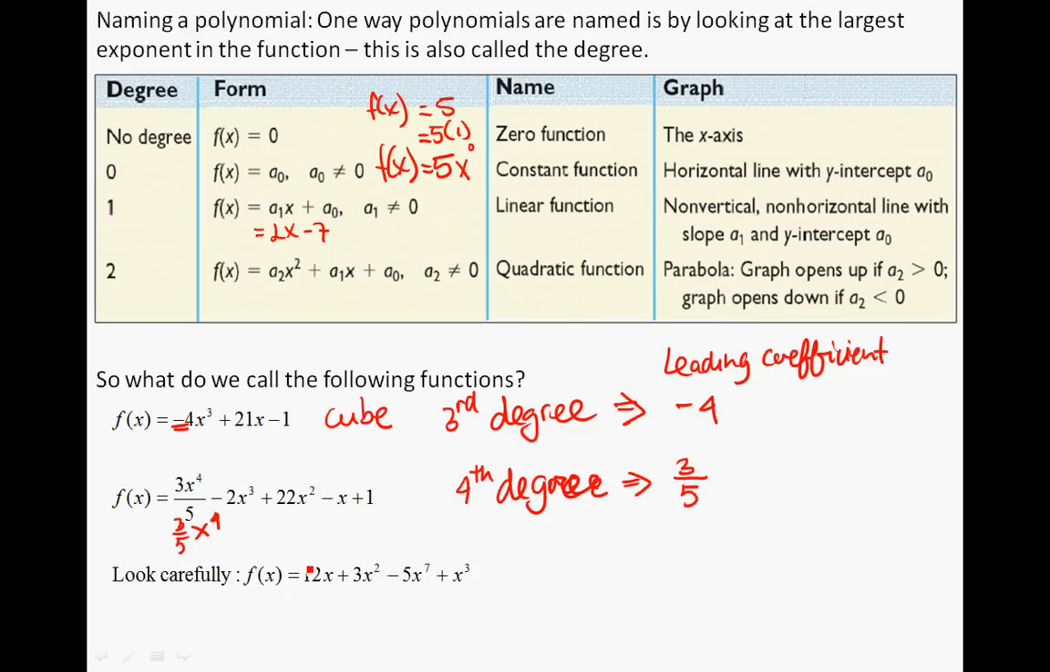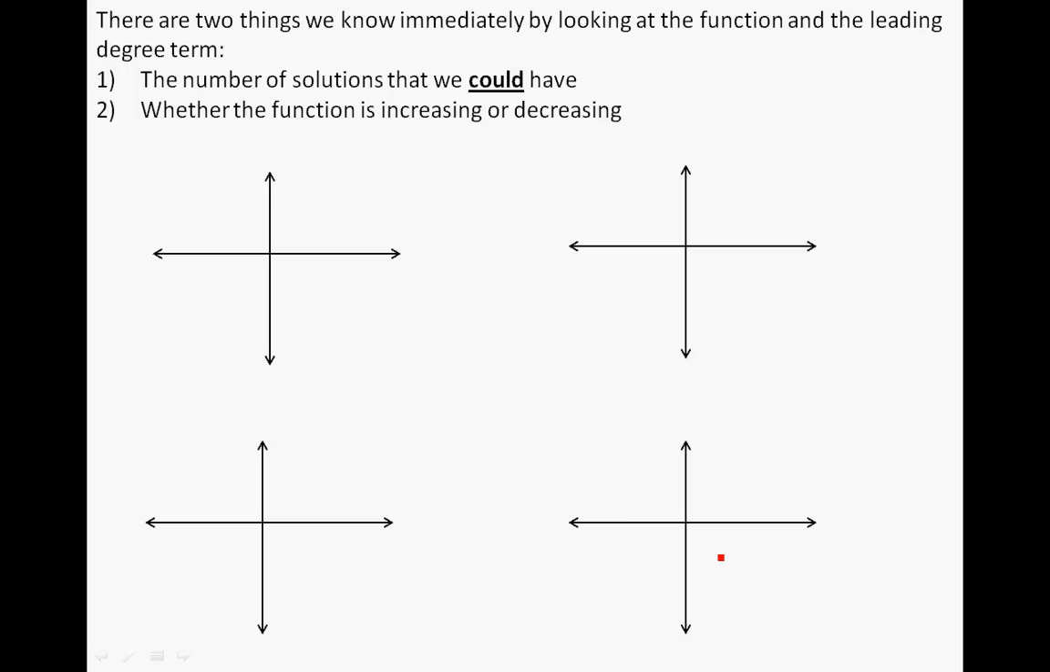The degree here is the largest exponent, that 7. So if it's not in order, this is still considered the degree of the function. So this is a 7th degree, and the leading coefficient for this one is a -5. Like I said, that information, the degree and the leading coefficient, gives us some information about what the graph would look like.